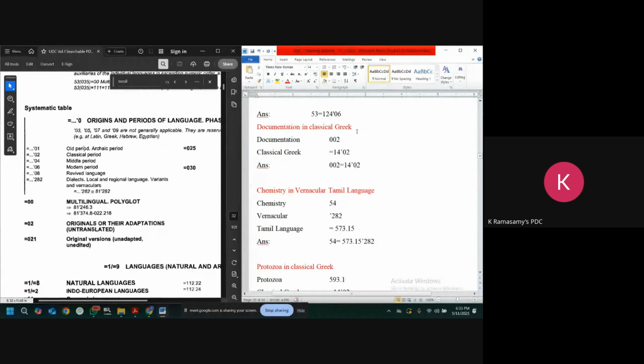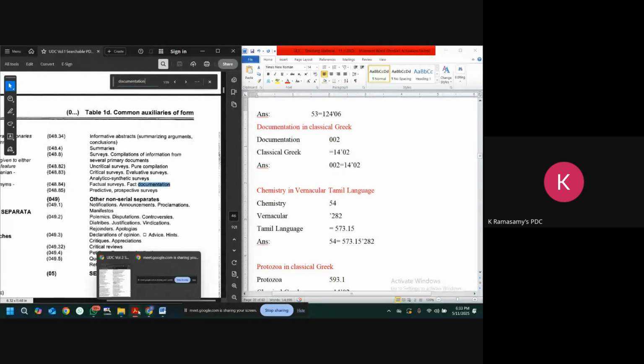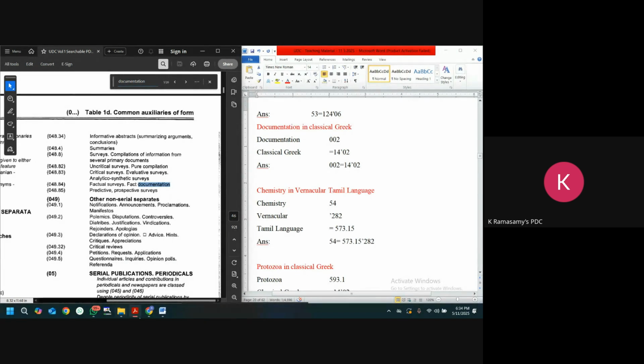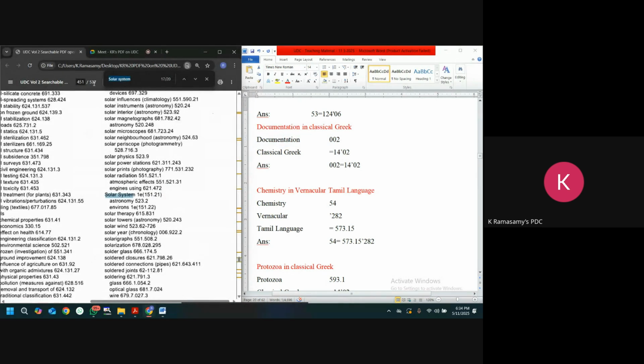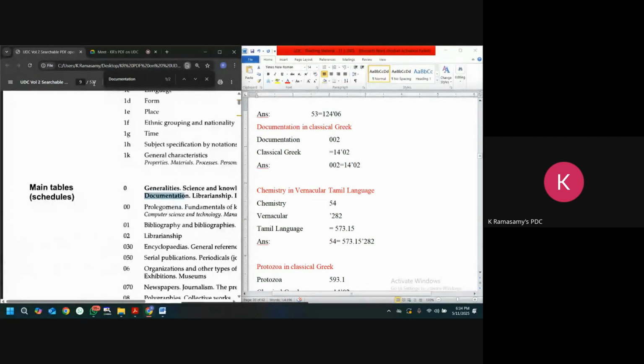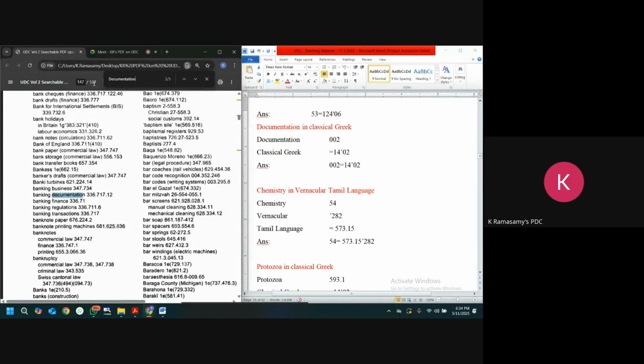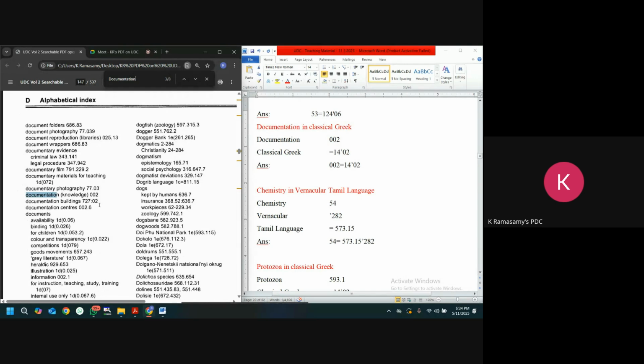Documentation in classical Greek. Okay, documentation in classical Greek. So I don't know the number for documentation. I copy the subject. Let me go to the index. I look for the term documentation. Okay, documentation. I think it is better to go to the index and get the number. Okay, I've gone to the index. I have typed documentation. The documentation number is 002. I have taken the number for documentation, 002.